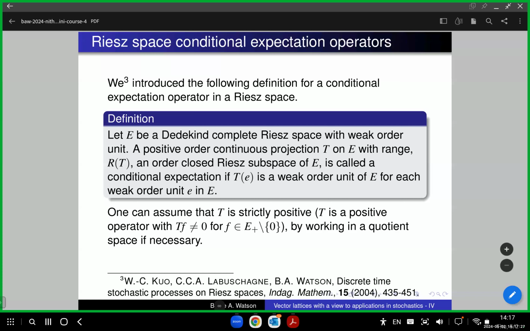order continuous projection T on E with range T, the range of T, an order closed subspace of E. I think we had it as Dedekind complete in our original version. That's equally good because we're working in a Dedekind complete Riesz space. Our original version was in an Archimedean Riesz space, but we're working with Dedekind complete Riesz spaces here. So we can work with an order closed subspace of E. And we call it a conditional expectation operator if it maps weak order units to weak order units. They're not necessarily invariant, but because it's a projection, you can always choose one that is invariant under it.